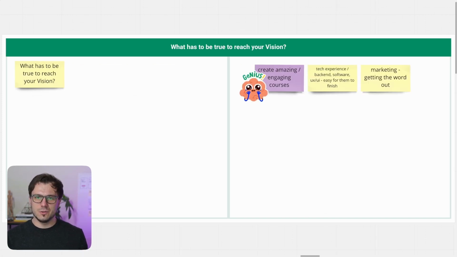Once you have the vision or the goal, it's important to see what has to be true to reach that goal. And you can see some things here on the screen. Also, as I mentioned, I like to highlight things for the client as well, but even for us to have a proper understanding of what's going on. And in this case, it was about creating an engaging, amazing community, and courses. These would be the aspects that would move the needle towards that goal that they set in the beginning.